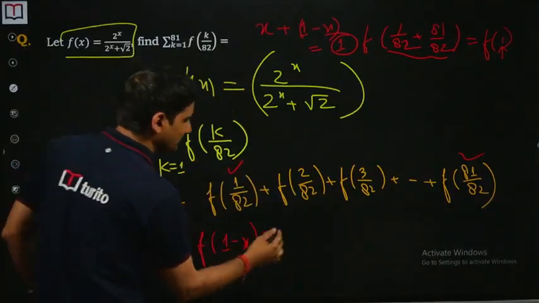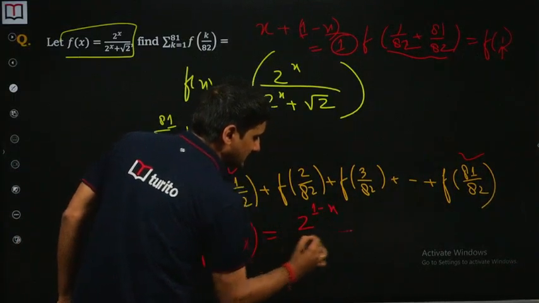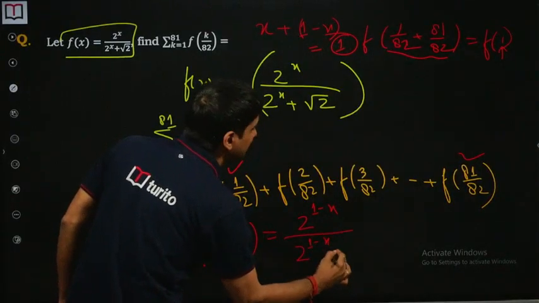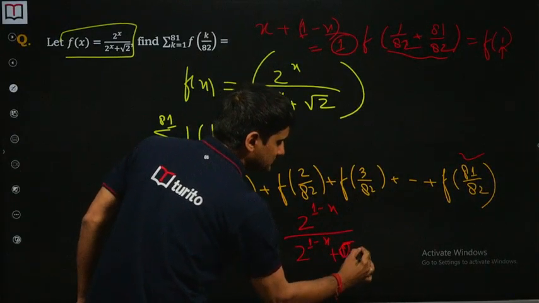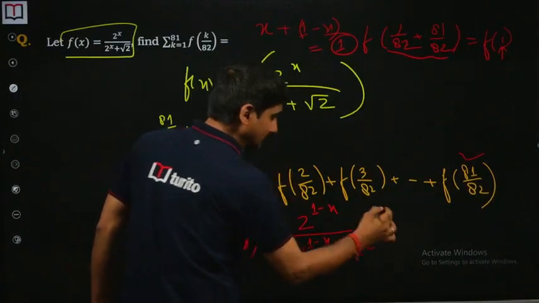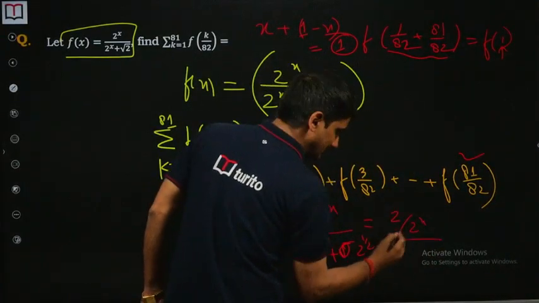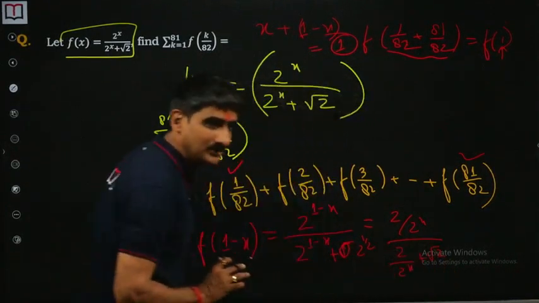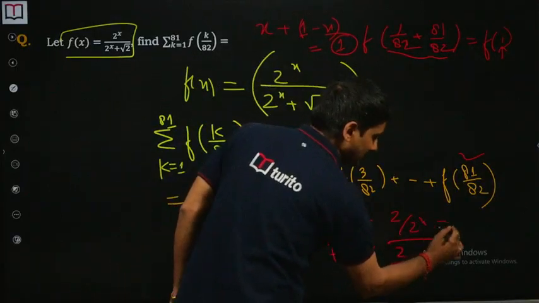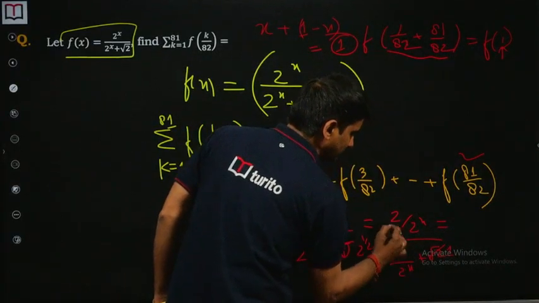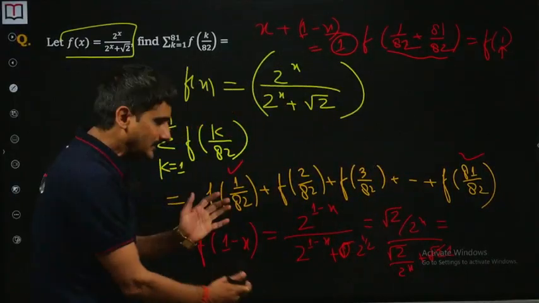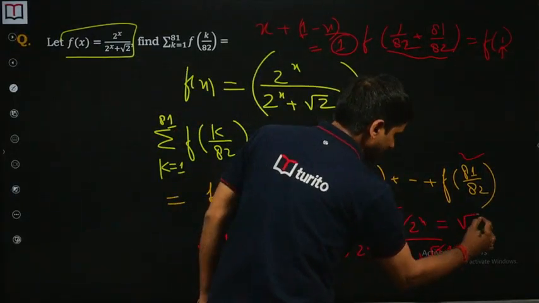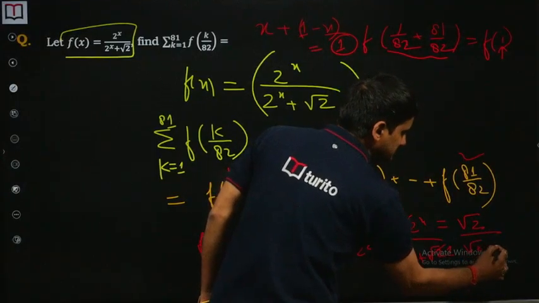So what do we get? 2 raised to the power 1 minus x upon 2 raised to the power 1 minus x plus root 2, which is 2 raised to the power half. So it is nothing but 2 upon 2 raised to the power x, upon 2 over 2 raised to the power x plus root 2. Now take root 2 common from here. So root 2 is 1, this is root 2, and then this is root 2. Then take 2 raised to the power x as LCM. So root 2 upon root 2 plus 2 raised to the power x.